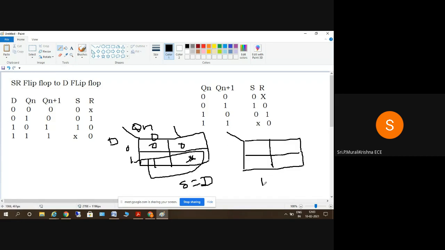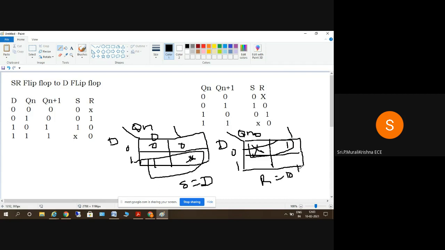This is for R here. So R is equal to, so this is D and Q of n, 0, 1, 0, 1. What are the values of R? Don't care, 1, 0, 0. So I'll get a D bar here. Okay, so R is equal to D bar.